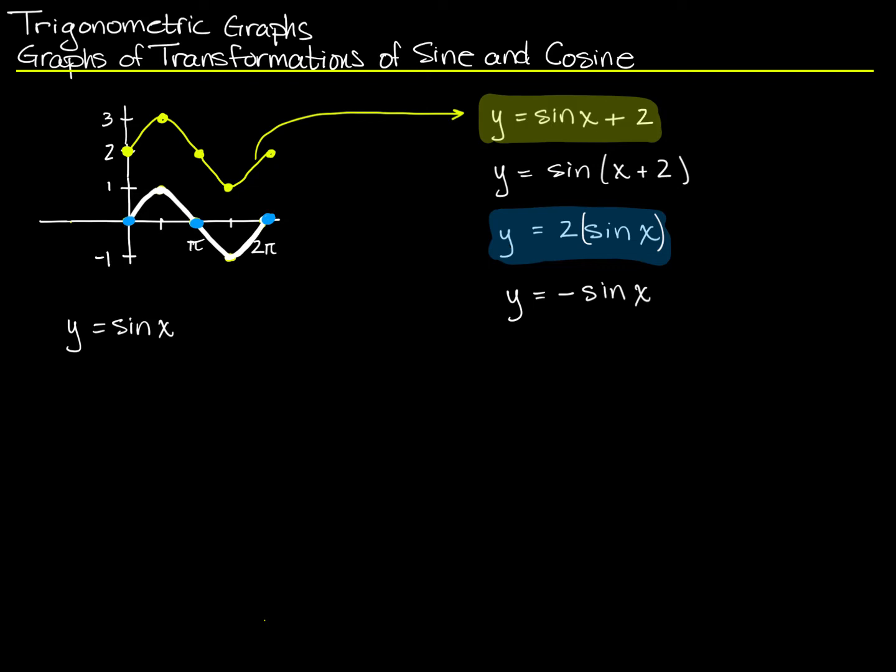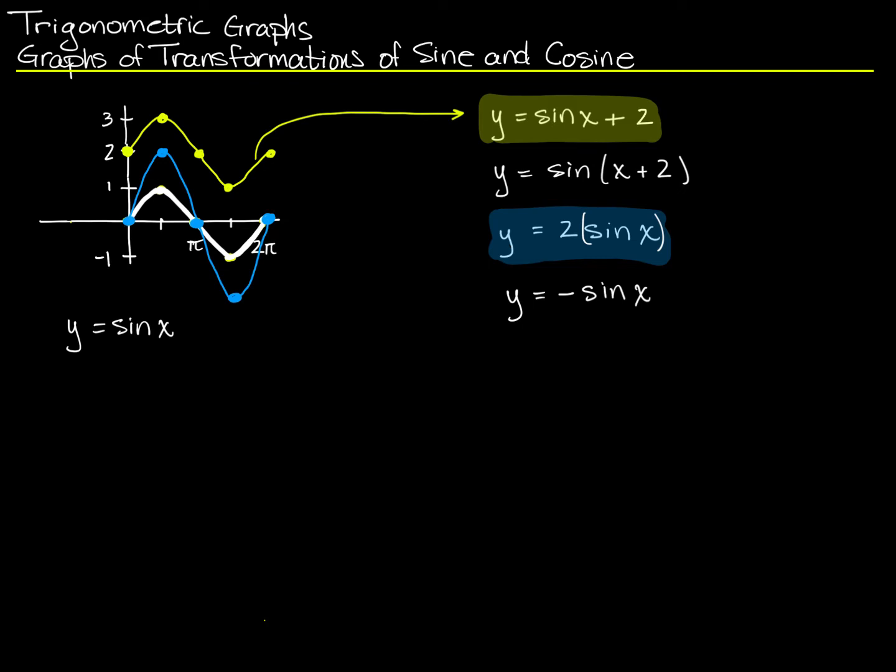Now, when x is pi over 2, the sine of x is 1, but I need to double that. So I'm going to go up to 2. And when x is 3 pi over 2, the sine of x is negative 1. When I double that, I get negative 2. Connecting those dots, I get something that looks like this. And just like graphing y equals x squared and y equals 2x squared, you see that the result is a graph that has been stretched. Its y values have been doubled. That's what this thing is doing.